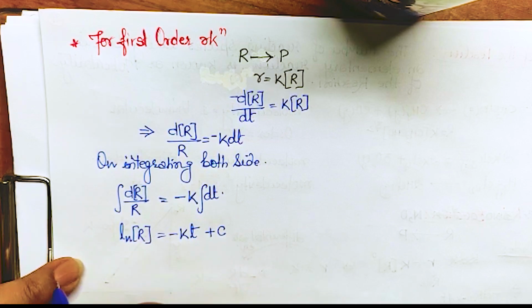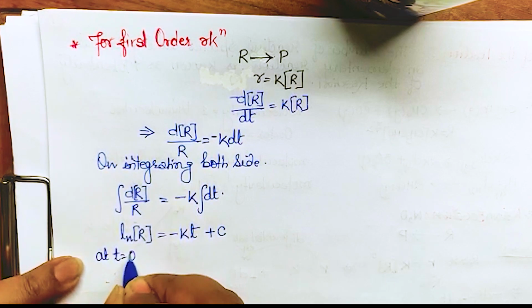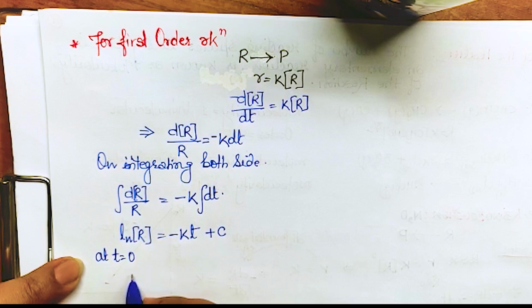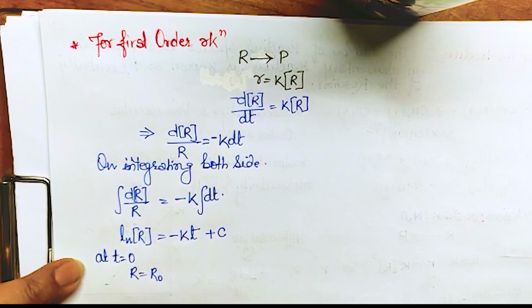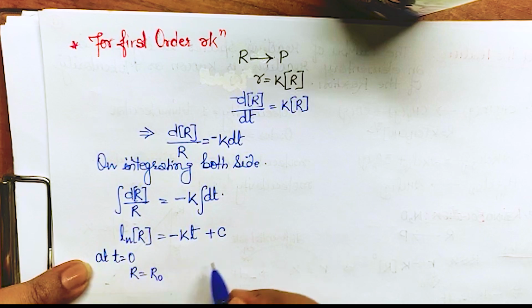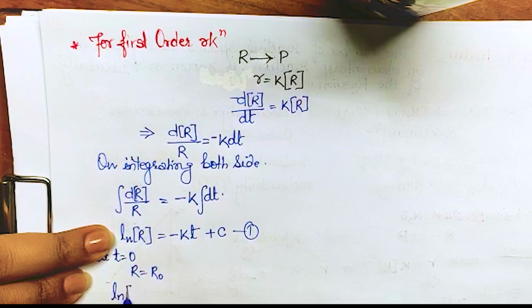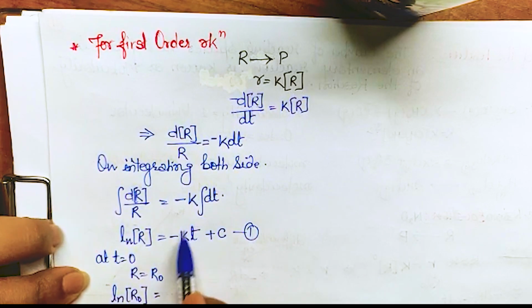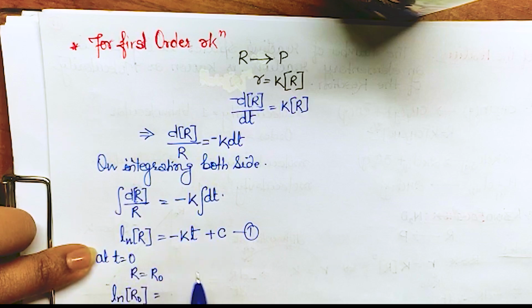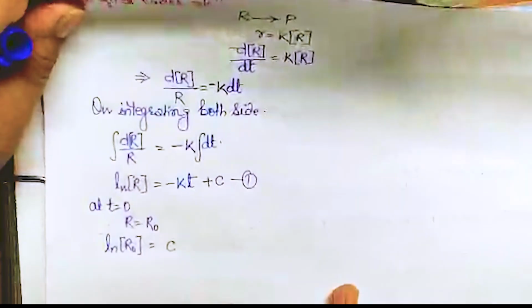So now, if we take the lower limit and higher limit, suppose that the lower limit is at t equal to 0 time. So obviously this R will be R naught, isn't it? So let's put the value of these things in equation 1. So this will be ln R naught is equal to, this becomes 0, t is equal to 0 if I put over here. So this will be 0 and we'll get this c. Any problem in this?